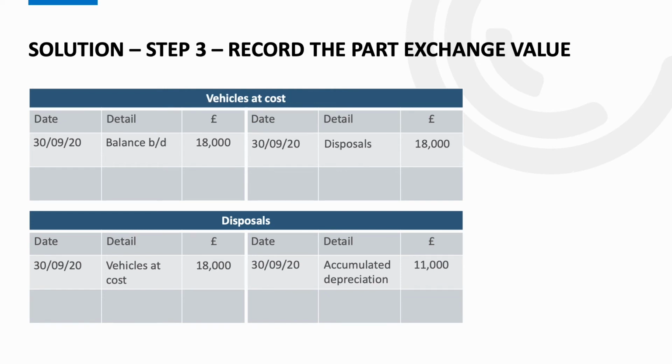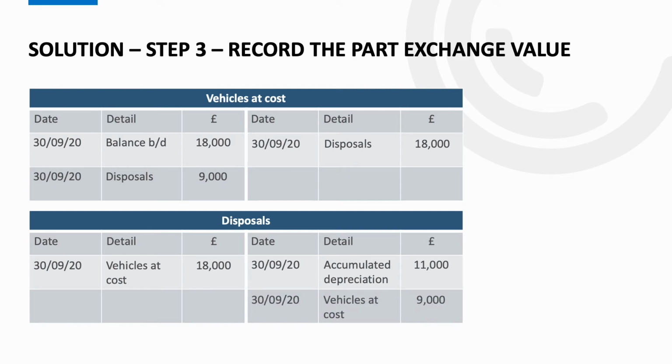Step 3, and this is where things change when recording a part exchange. So rather than the money being paid into the bank, it would go towards the cost of the new asset. In this case study, the part exchange value was £9,000. Therefore, to record this, we debit the vehicle at cost for £9,000 and credit the disposals for £9,000.